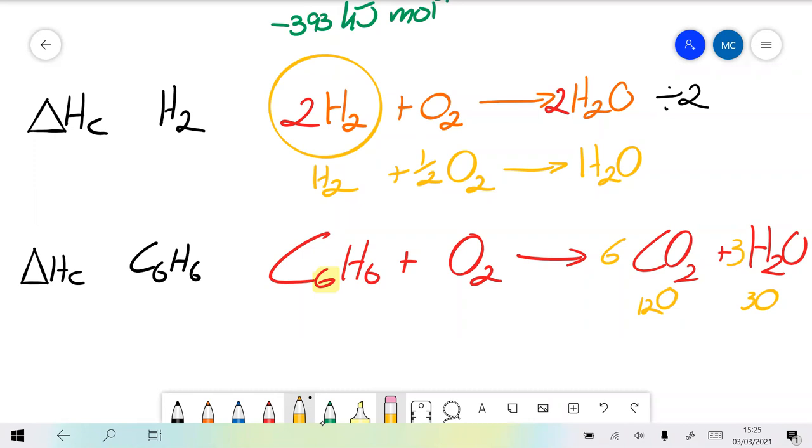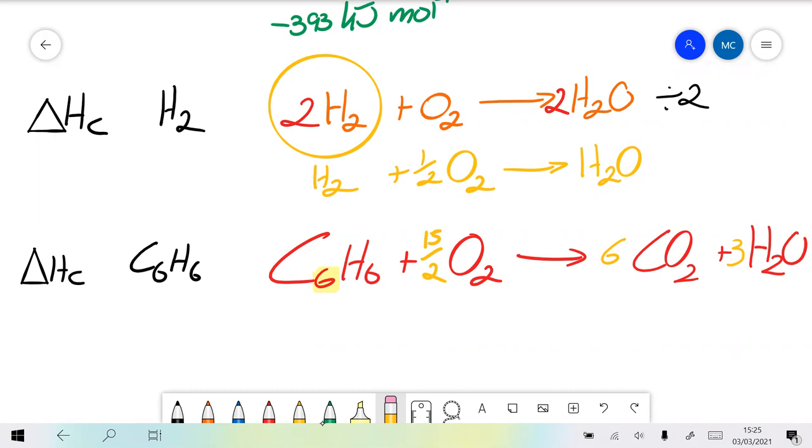So to get 15 oxygen atoms, we will need 15 and a half O2 molecules. And that will be the combustion of benzene. Again, to be true to the definition, we need to use 1 mole of benzene.